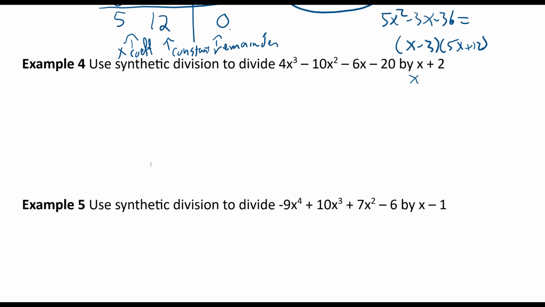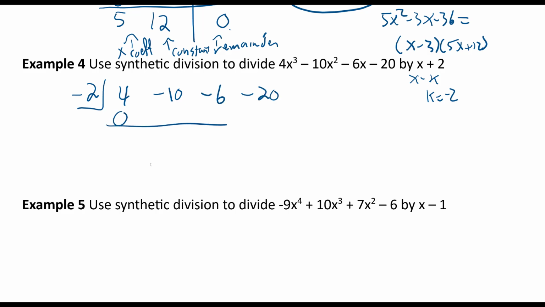So this should be x minus k. So k must be -2 in this case. So -2 goes in the little box. Then we have 4 as a coefficient, then -10, then -6, then -20. Put a little 0 there. 4 plus 0 is 4. -2 times 4 is -8. -10 and -8 is -18.